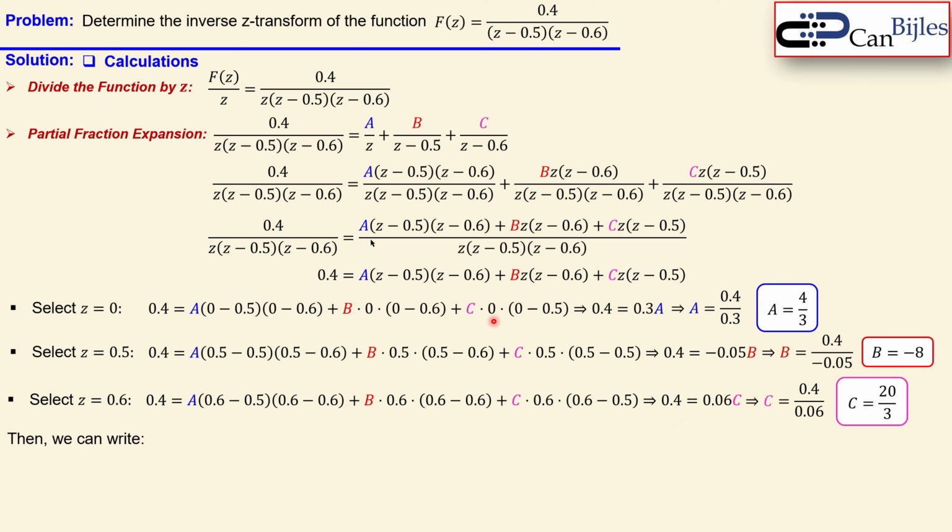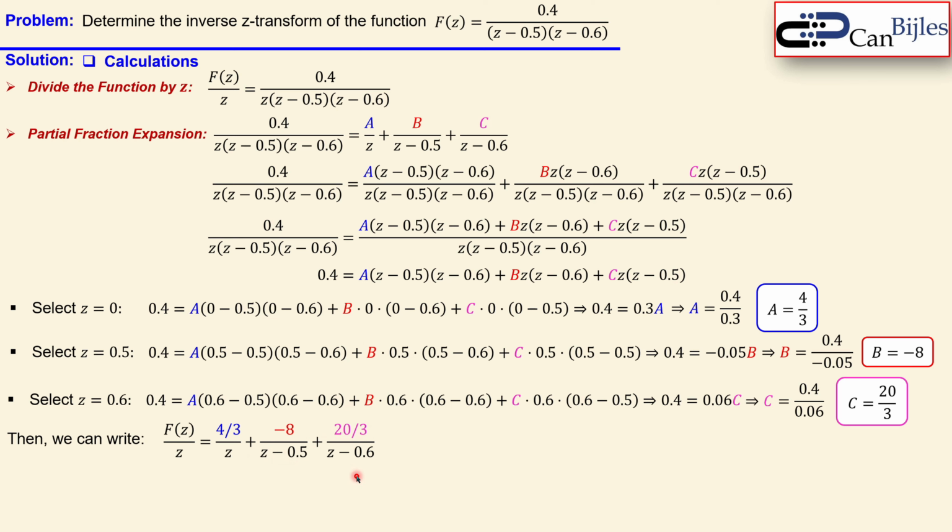Okay, then we can write this expression which you have here, because the a and the b and the c are now known. We can write it like so. F(z) over z is then 4 over 3 divided by z, minus 8 divided by (z minus 0.5), plus 20 over 3 divided by (z minus 0.6).